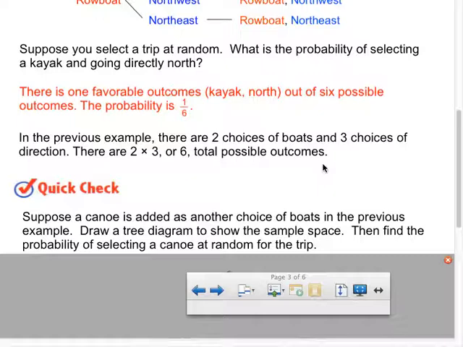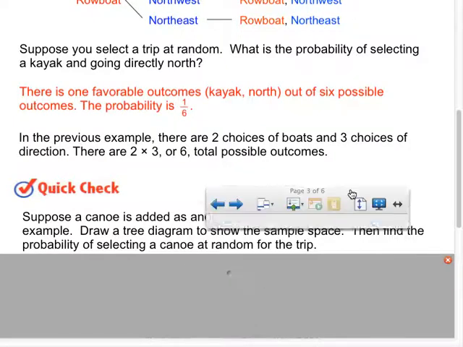And the question's saying, hey, suppose a canoe is added as another choice of boats in the previous example. Draw a tree diagram to show the sample space, then find the probability of selecting a canoe at random for the trip. So first of all, how many different options do we have now if we add another boat? 9. So what did you do to get 9? You had 3 options for your boat times how many different routes? So 3 times 3 is 9.